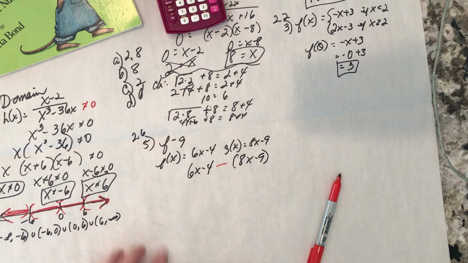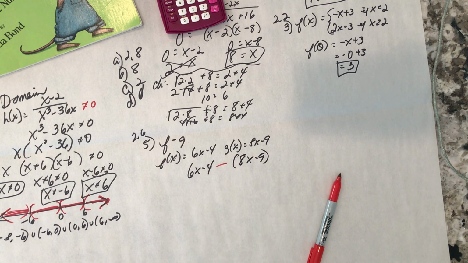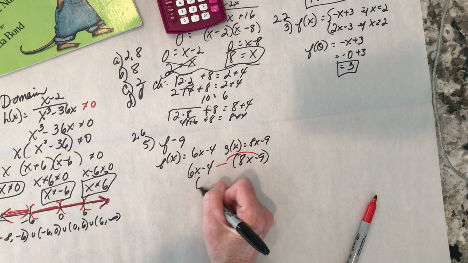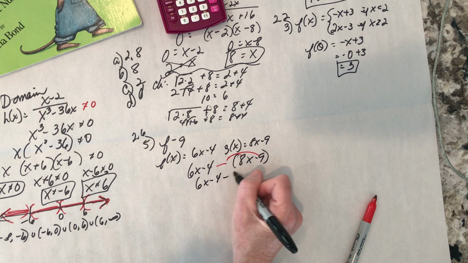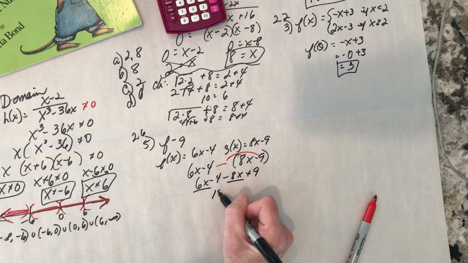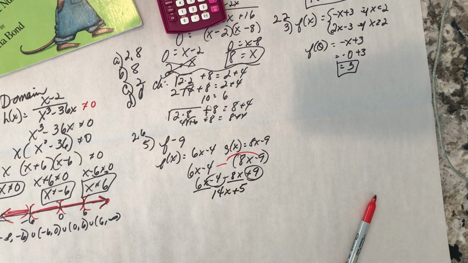All of g. I'm going to put it in parentheses because it's not only 8x are we subtracting, but we also need to subtract 9. And that's the key to getting this one right. You have to know you've got to distribute the negative. So it becomes 6x minus 4 minus 8x plus 9. Look for like terms. And there's your answer, 14x plus 5.